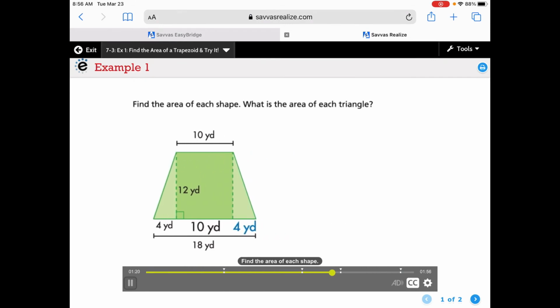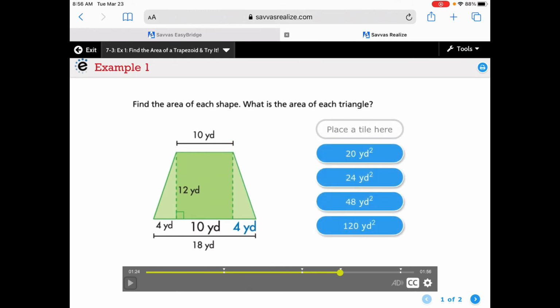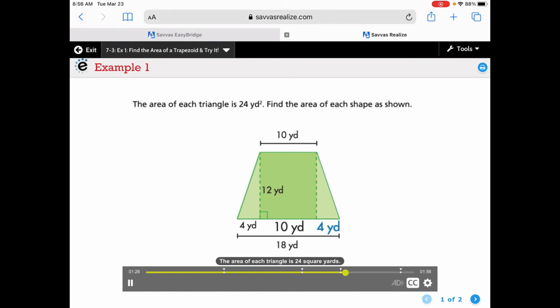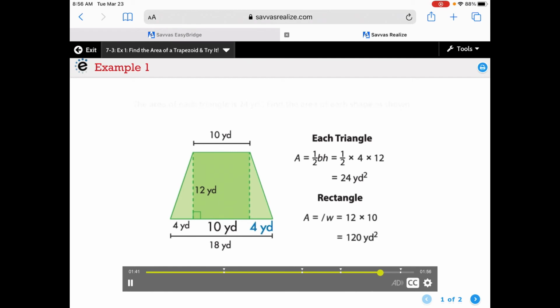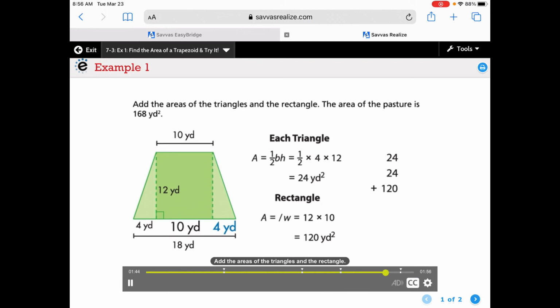Find the area of each shape. What is the area of each triangle? Well, the area of each triangle is going to be 4 times 12, which is 48, and then you cut that in half, so it should be 24 yards squared. The area of each triangle is 24 square yards. Find the area of each shape as shown. Add the areas of the triangles and the rectangle. The area of the pasture is 168 square yards.